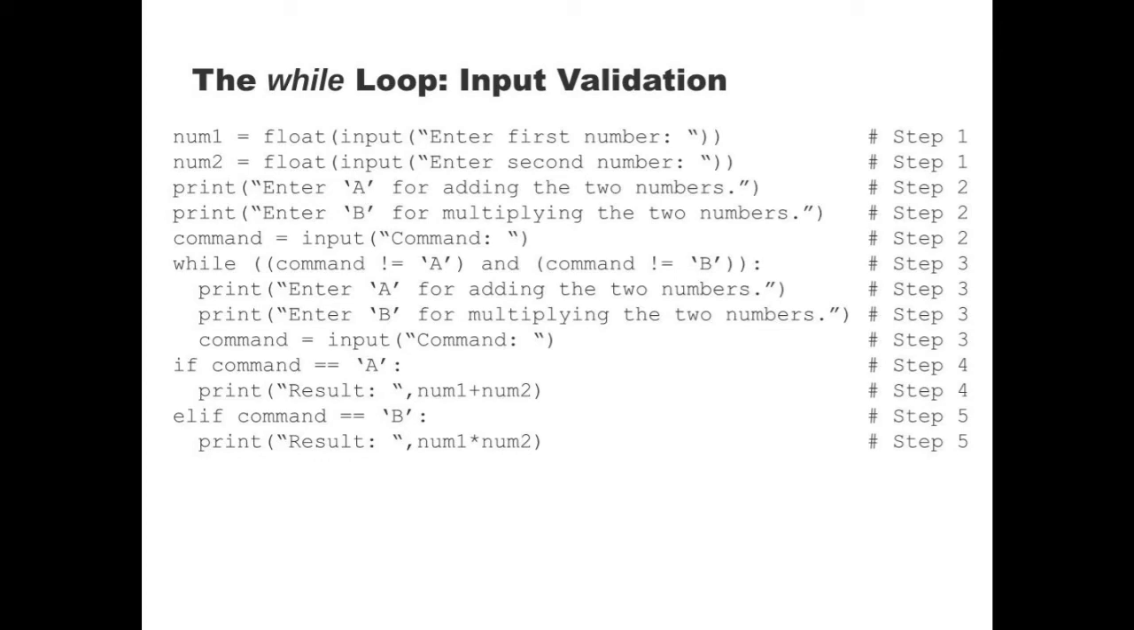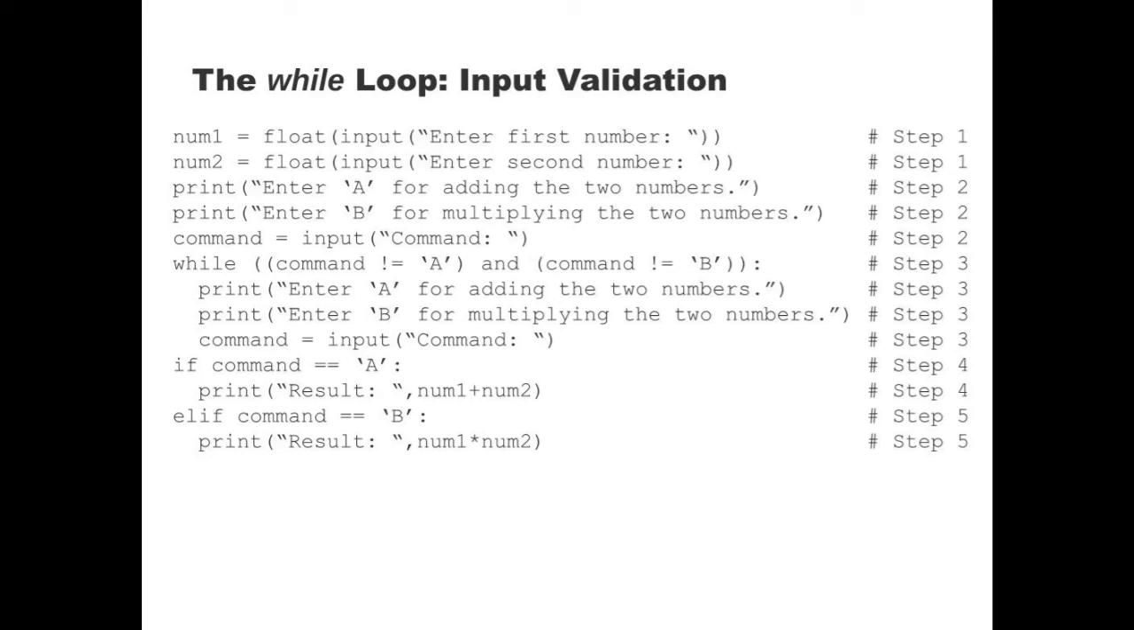So if the condition is not satisfied, then we print out the instruction again: Enter A for adding, enter B for multiplying, and then we ask the user to input the command again and assign it to the variable command. And then we go on inside of the while loop to check whether the command is correct. If it's not, ask for the command again. So this code segment will be repeated again and again until the user enters the correct command.